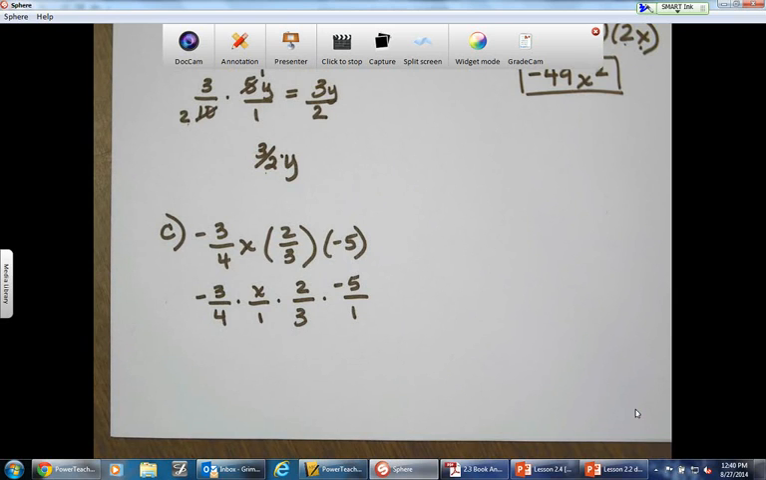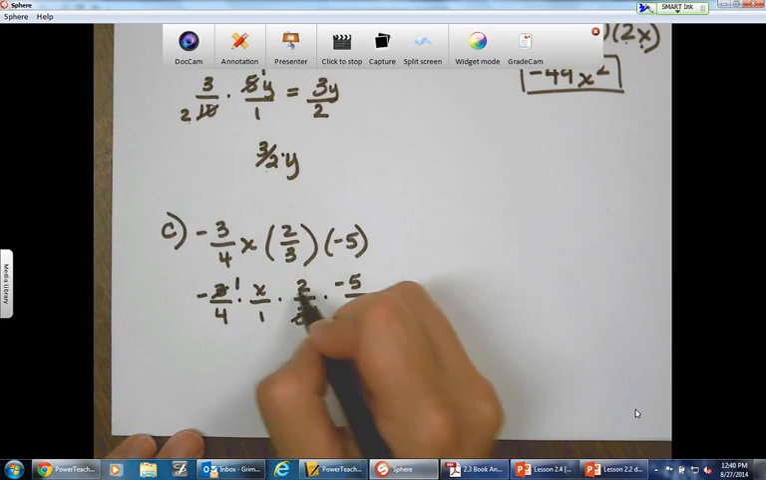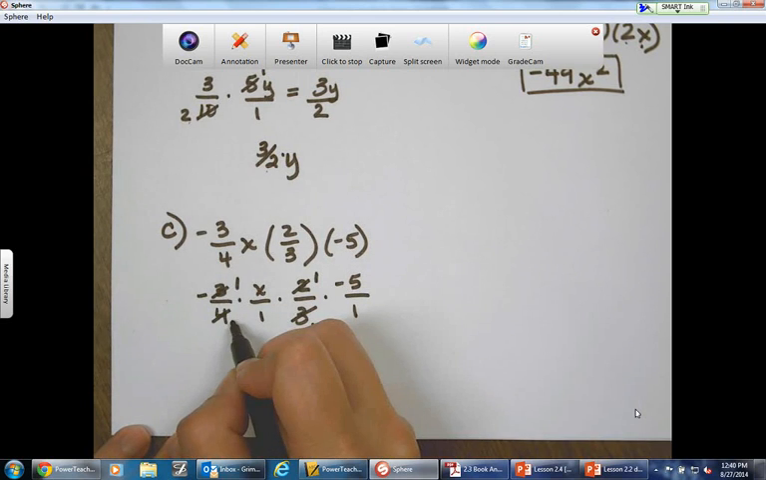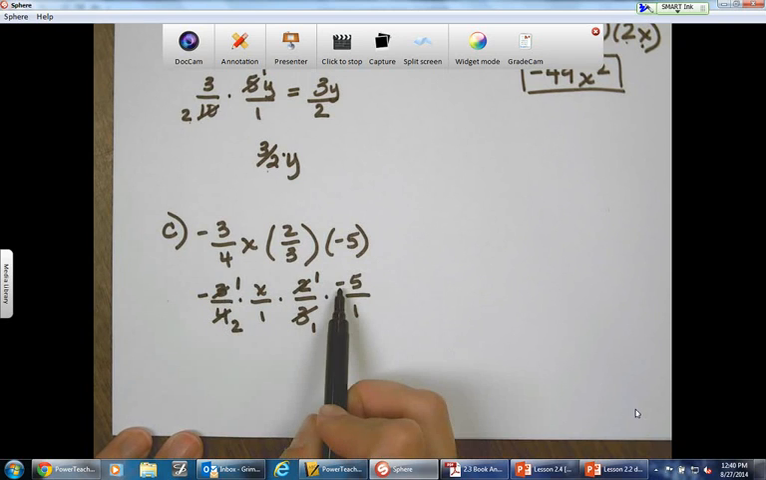So, oh, 2 and 4. Good call. I missed that one. And 2 and 4. Good. So 1 here, and this will turn into a 2. And now I can multiply straight across the top. I have a negative and a negative, which is going to make this a positive.